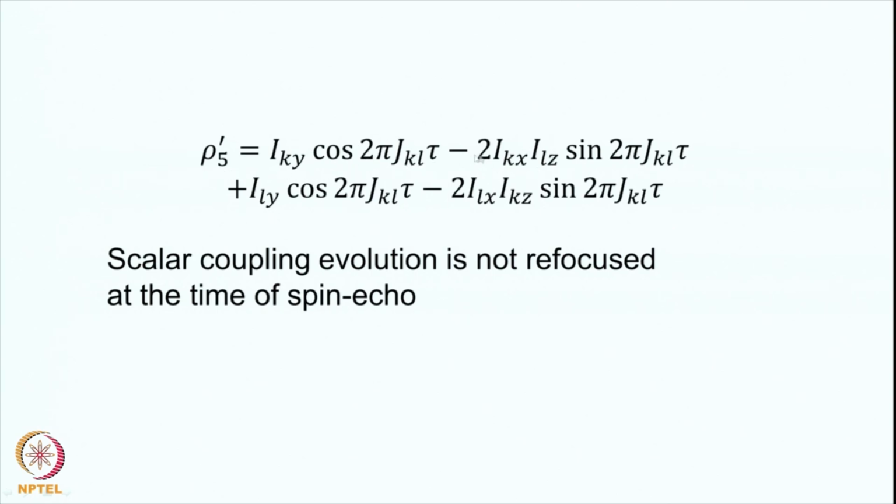Okay, so this we see, and this we may not, as this is not observable. Of course it evolves under the coupling later into observable magnetization, but if you are looking at the end of the spin echo, it is just this term which is observable, and this term which is observable. So scalar coupling evolution is not refocused at the time of spin echo.